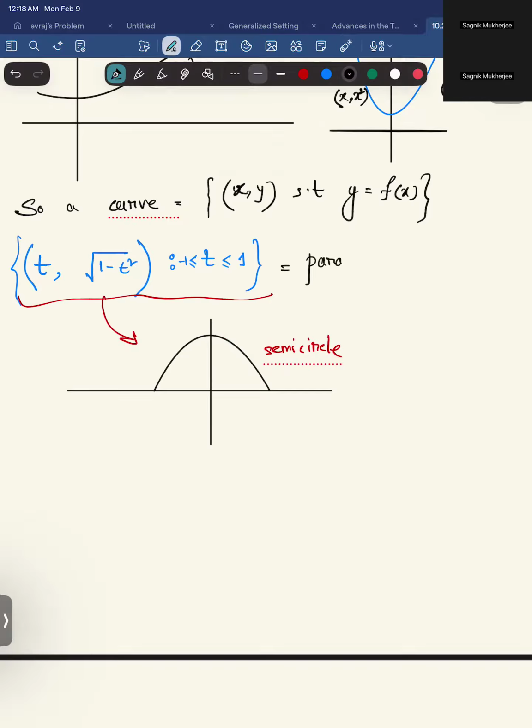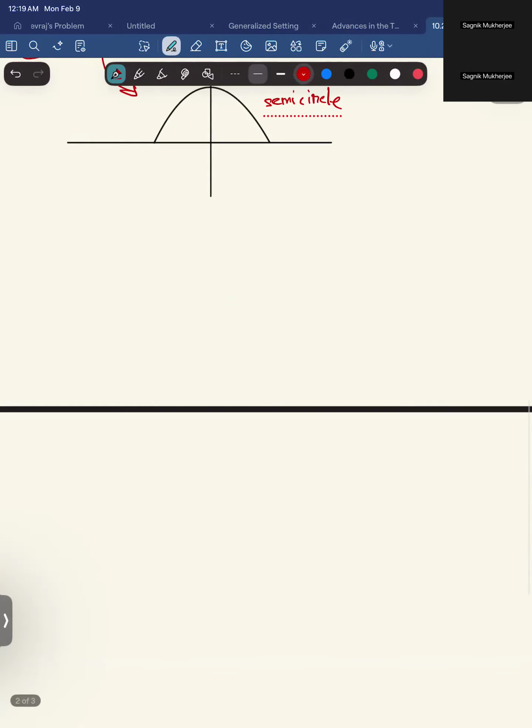So this is a parametric equation where I have two different formulas for the x and y coordinates. So let me show you the different definition from the textbook. This is from the Apex calculus.